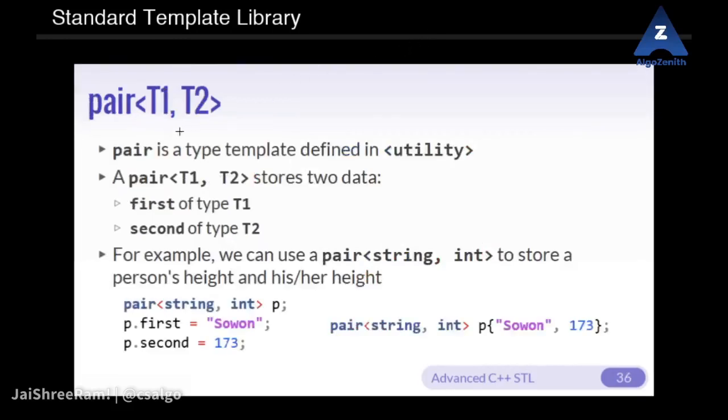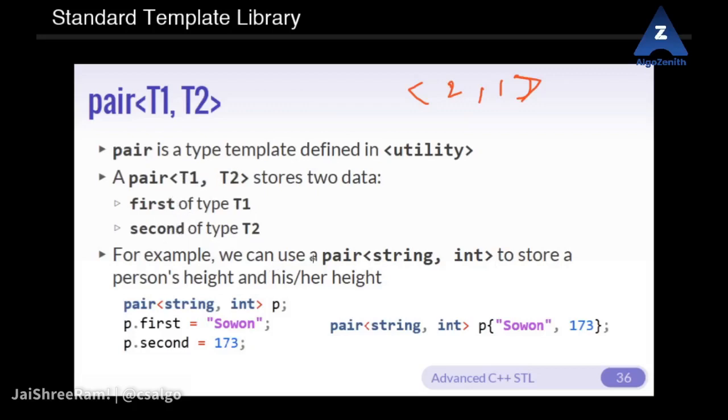Apart from vector, you have pair. So pair is like keeping two elements. Let's suppose you want to keep elements like 2 and 1, just two elements. So you can keep them in a pair. Pair is a type template that is defined in the utility header. So pair of T1, T2 has two types, where there are two data entries, first and second, and T1 should be the type of the first value and T2 should be the type of the second value.